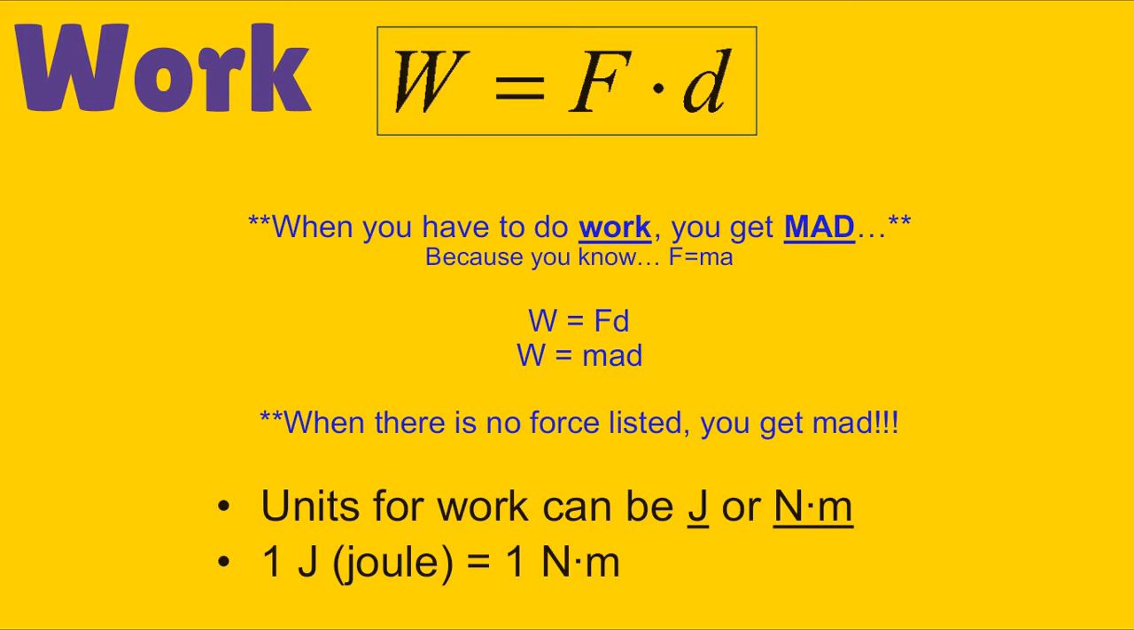Here's my cheesy way of helping you guys out. When you have to do work, you get mad. So imagine if your teacher assigns you a lot of work. Well, you get mad. But the reason for that is because F is equal to MA. So it's easy to remember it that way. When you come across problems and there's no force listed, remember that you get mad because you got to do an additional step. So work is equal to FD, or when you do work, you get mad. So W is equal to MAD.